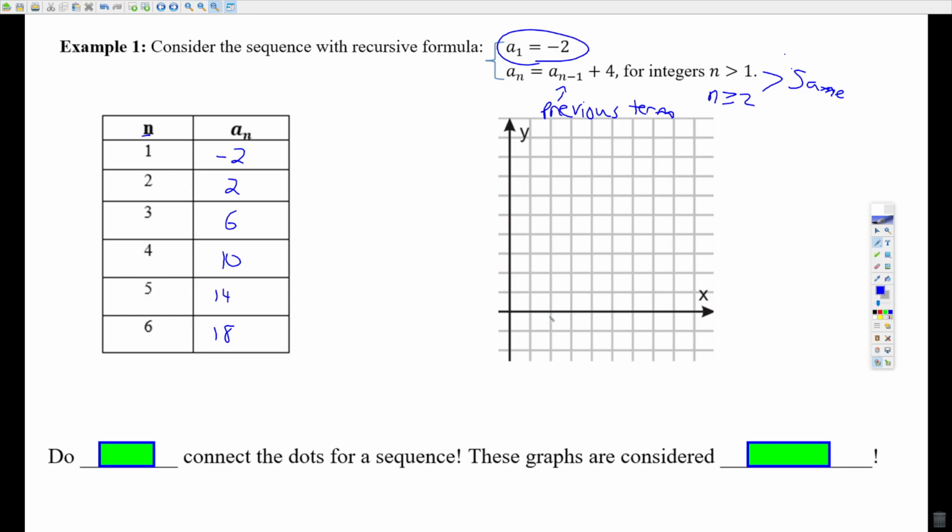At 1, 2, 3, 4, 5, 6. Yeah, we can do that way. We'll go by ones here. At 1, it's the number -2. And since I think we only have 10 blocks, we'll go by 2s. So we'll say down here is -2. So at 1, it's -2. Put a dot. Then at 2, it's +2. Again, we're going to go by 2s. Put a dot. At 3, it's 6. So 2, 4, 6.